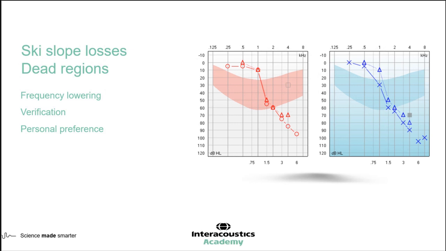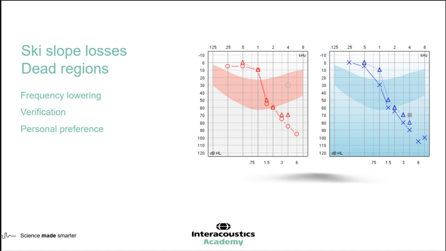Now, ski slope losses and dead regions. So in this instance, it's really important we get the basics right first and foremost. So the acoustical properties of the hearing aid, vents, open fittings, receiver in canal aids, whatever it is that you're going for. I think it's so important that the fundamentals are right first and foremost. And you can be creative with these losses.